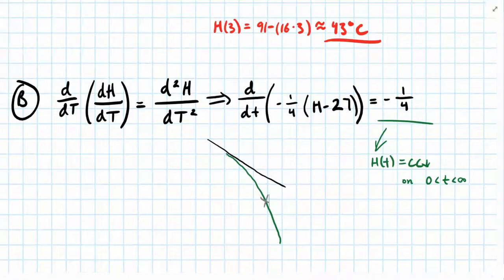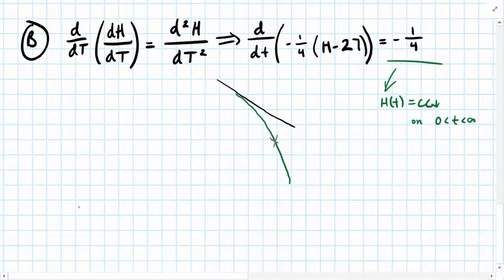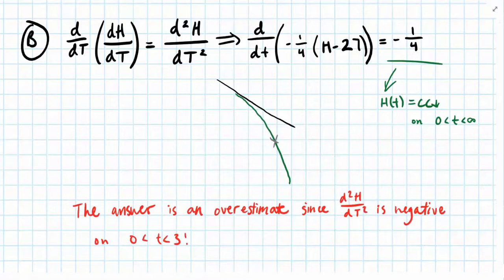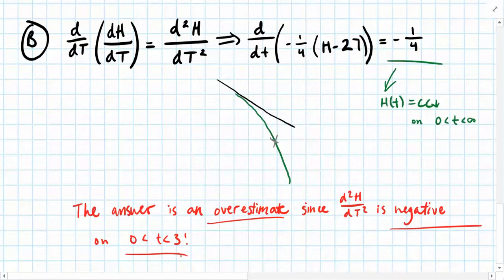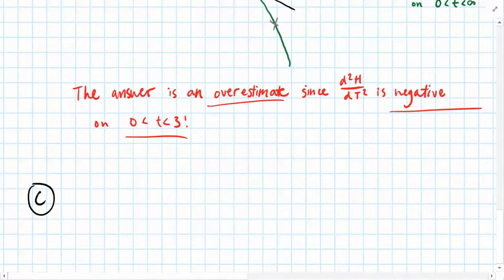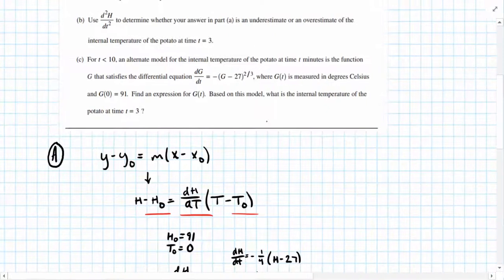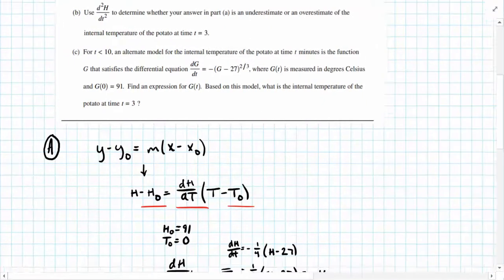So now we're going to just explain this. So we come up with this justification. The answer is an overestimate since d squared h dt squared is negative on 0 is less than t, which is less than 3. Okay, now we're going to do part C, which gives us a new model for the internal temperature, and we're supposed to find an expression for g of t.